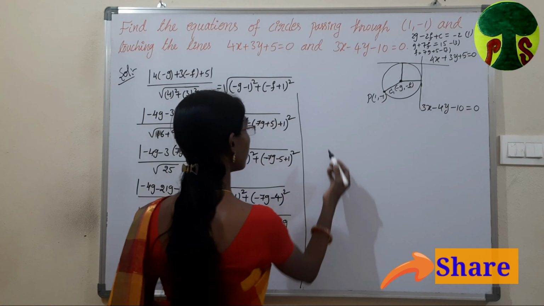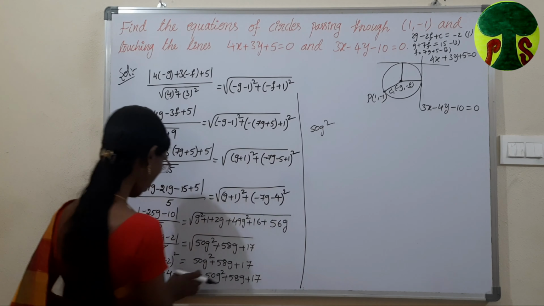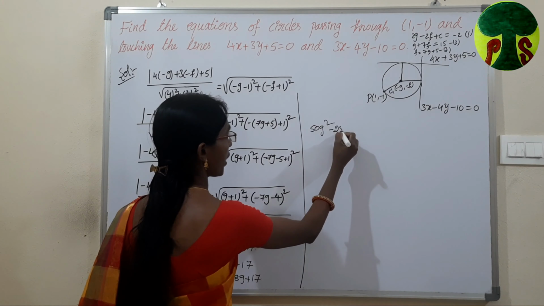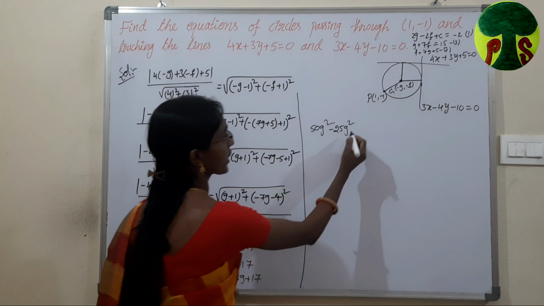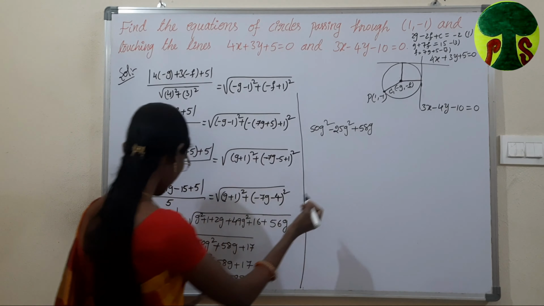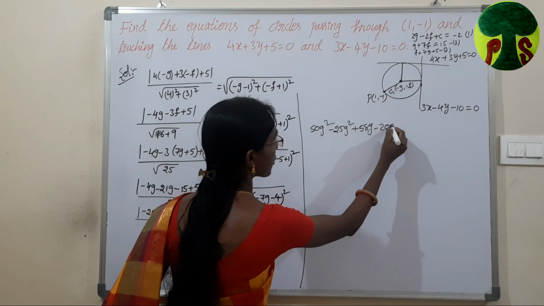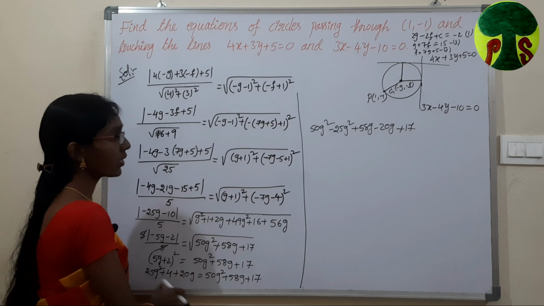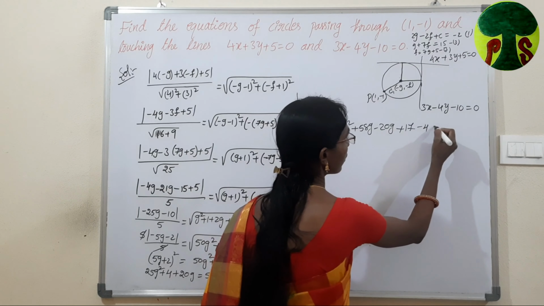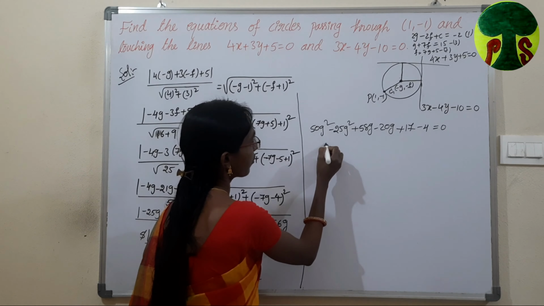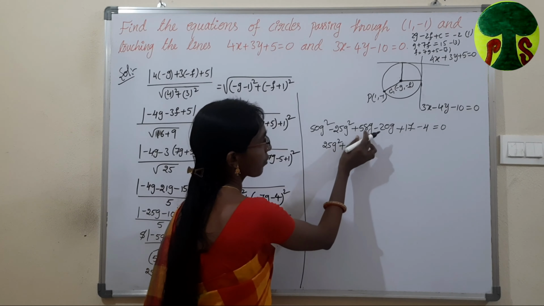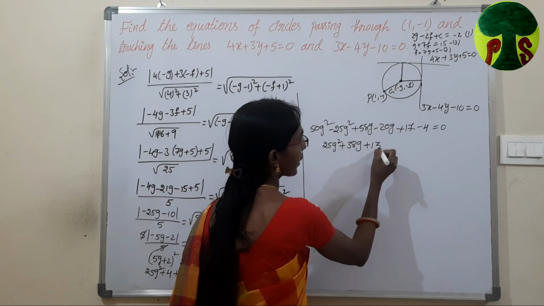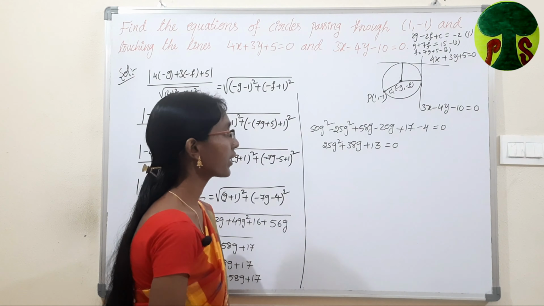Now we have to simplify this. 50g square, bringing all these terms to the RHS side. 50g square, here plus 25g square is there, minus 25g square. Next g term, that is plus 58g, and here we have 20g, so minus 20g, plus 17. And here we have plus 4, means we will get minus 4, is equal to 0. 50 minus 25 will get 25g square plus 58 minus 20 is 38g plus 17 minus 4 is 13, is equal to 0. Here we have a quadratic equation in g.